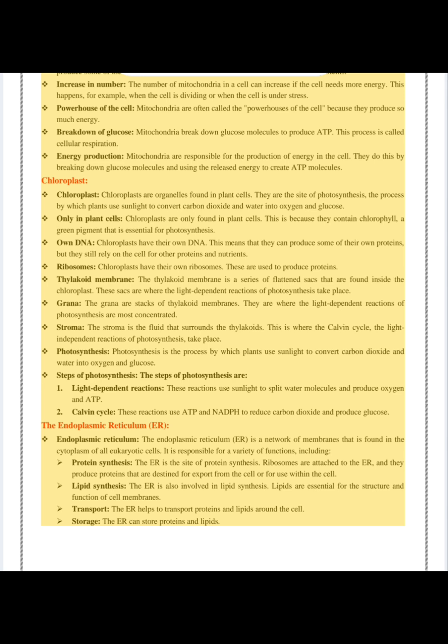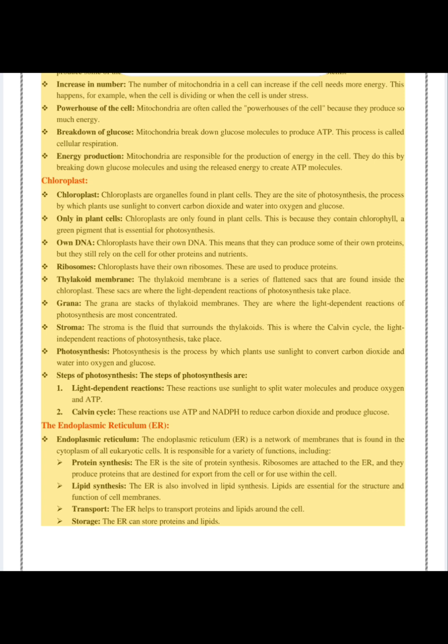Only in plant cells. Chloroplasts are only found in plant cells. This is because they contain chlorophyll, a green pigment that is essential for photosynthesis. Own DNA. Chloroplasts have their own DNA. This means that they can produce some of their own proteins, but they still rely on the cell for other proteins and nutrients. Ribosomes. Chloroplasts have their own ribosomes. These are used to produce proteins.